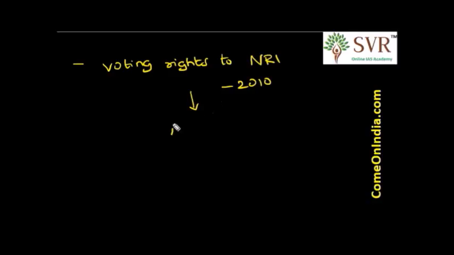Election Commission of India granted voting rights to NRIs, non-resident Indians, in 2010. The move helped to increase the voter base in each constituency. Election Commission of India also introduced SMS and toll-free numbers so that people can ask details regarding enrollment process and address of polling stations and so on.